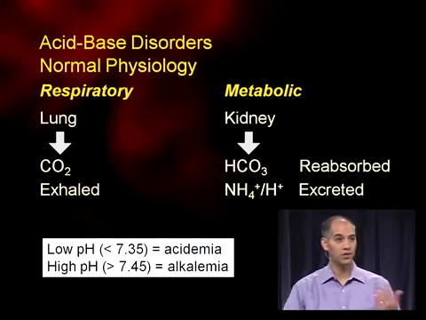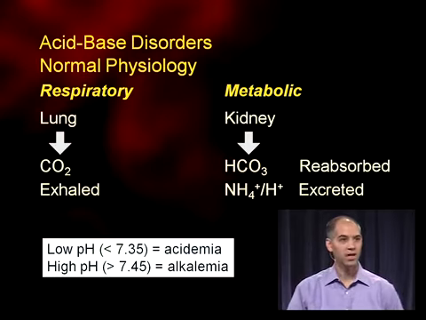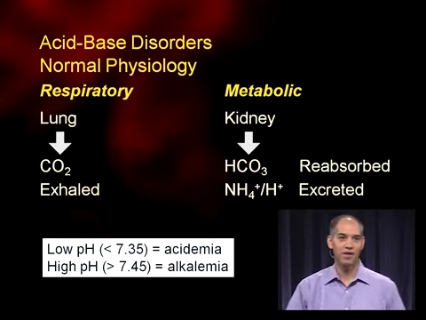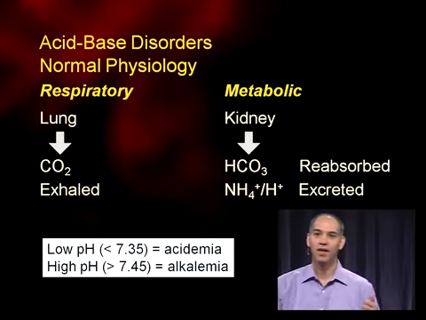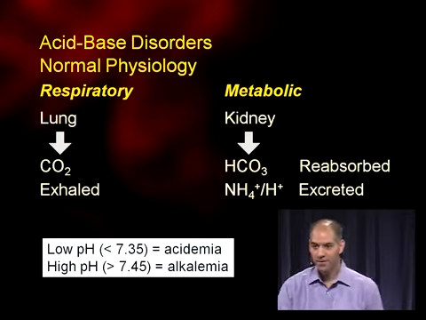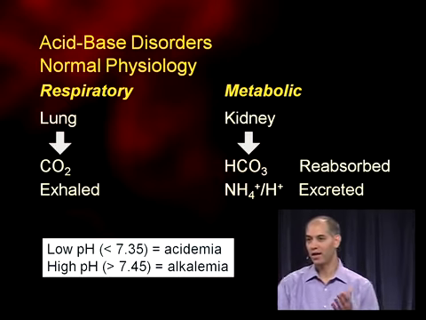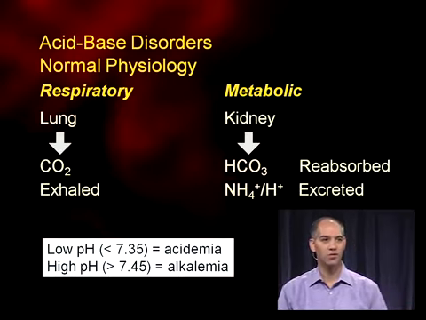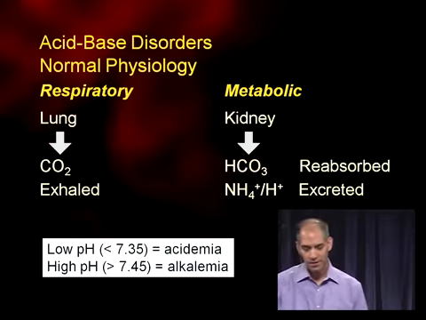Now, normally our lungs blow off CO2. We exhale the CO2. And our kidneys do two jobs for us because, frankly, they're the more interesting organ. They both reabsorb bicarbonate and excrete hydrogen ions for us. They get hydrogen, they excrete it, and it binds with ammonia to become ammonium, or NH4, which then comes out in our urine.